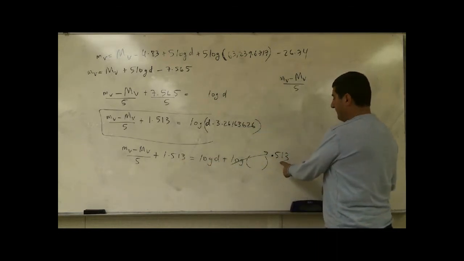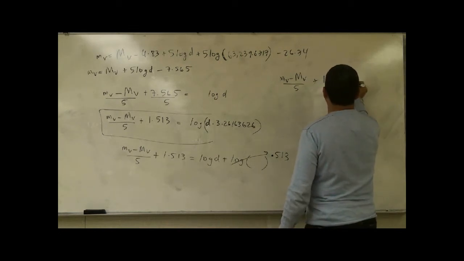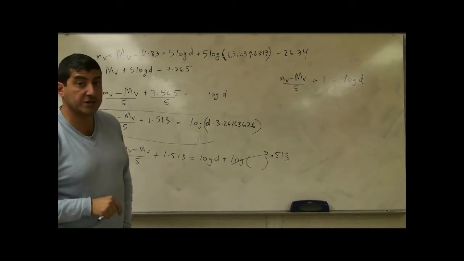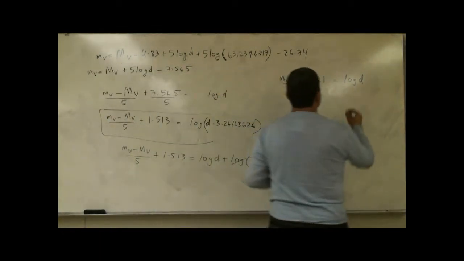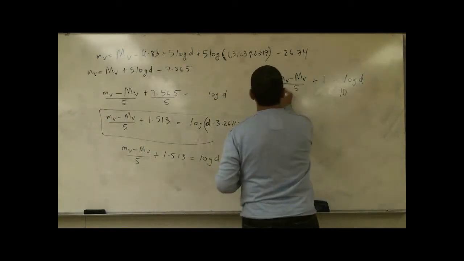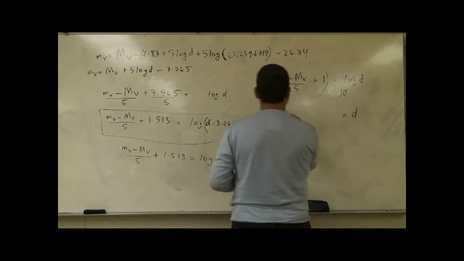1.513 minus 0.153, you just get 1. That's equal to log of d. Now what could I do? I can raise both sides to the power 10, because I have a perfect 1 here. Look what's going to happen. 10 to this power, the 10 is going to cancel the log, and I have d is equal to 10.